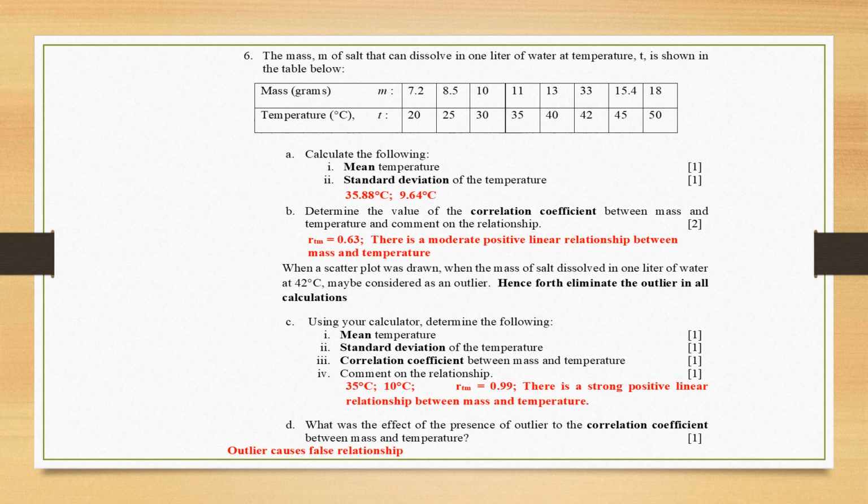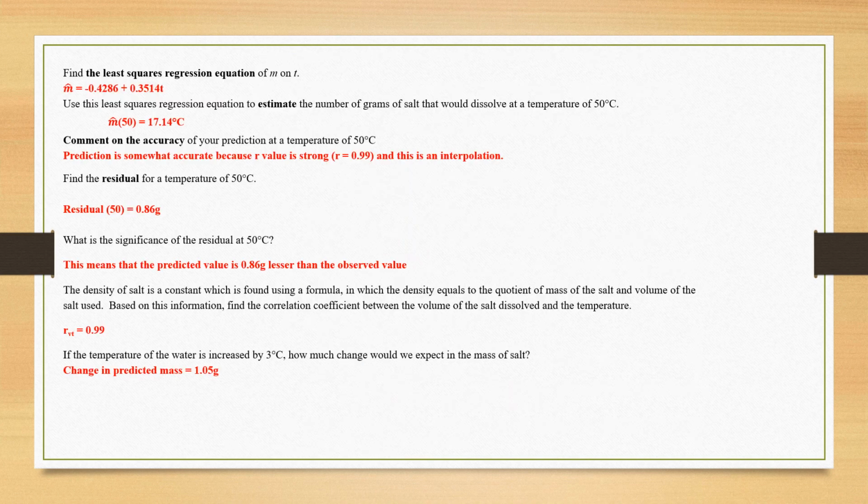Okay, now henceforth you're going to eliminate the outlier. So henceforth means from now on you will not use the outlier in your calculation anymore. So using your calculator, you're going to find mean, standard deviation and correlation coefficient. So that shouldn't be a problem. So what was the effect of the outlier? Outlier causes false relationship.